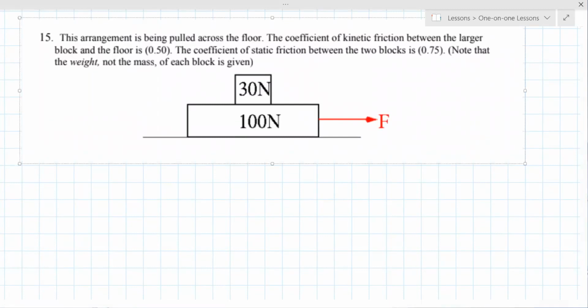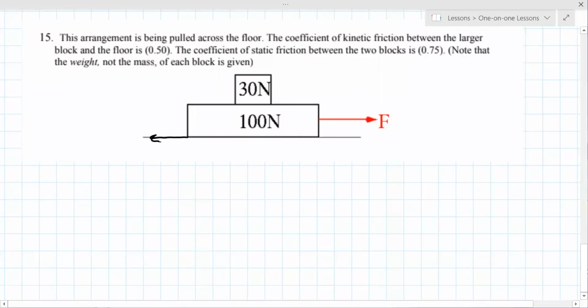Okay, this arrangement is being pulled across the floor. The coefficient of kinetic friction between the larger block and the floor is 0.5. There's a coefficient of static friction between the two blocks. Note that the weight, not the mass, of each block is given. Okay, what do they want us to find?